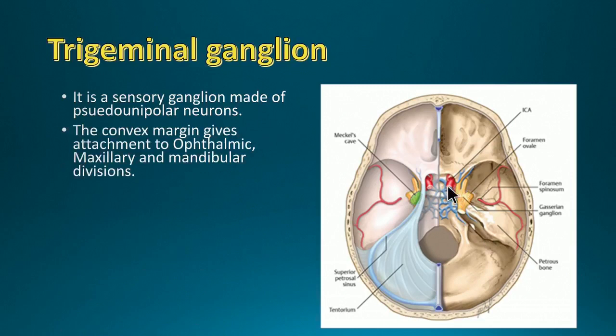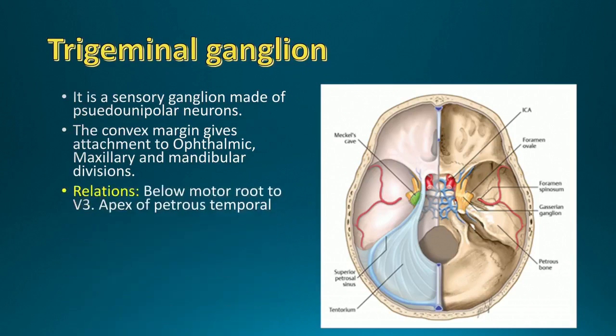So the convex margin mainly gives rise to these three branches. Pseudo unipolar neurons will have one peripheral process and one central process, which mainly forms the trunk or the sensory root of the trigeminal nerve. So it gives rise to ophthalmic, maxillary and mandibular from the convex anterior margin. Okay, the CSF extends up till the posterior part of the trigeminal ganglion.